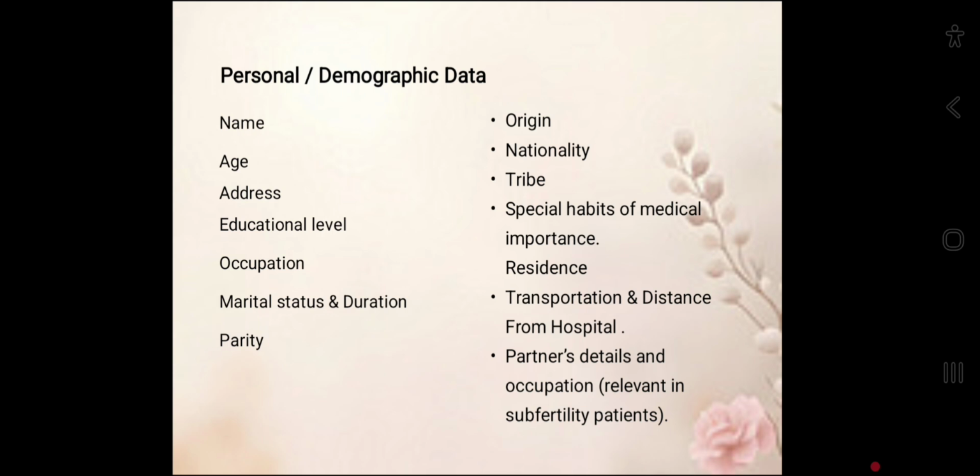Ask about origin, nationality, and tribe, if possible. Special habits of medical importance, like lifestyle, nutritional habits, smoking, and like that. Residence and distance from hospital, and partner's details. Ask about name, age, and occupation, relevant in a subfertility patient.